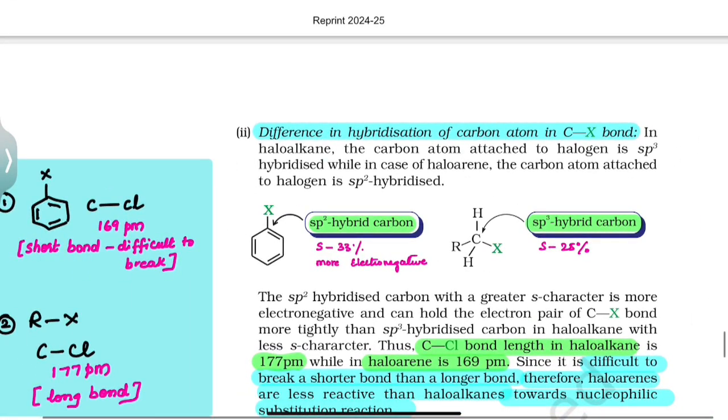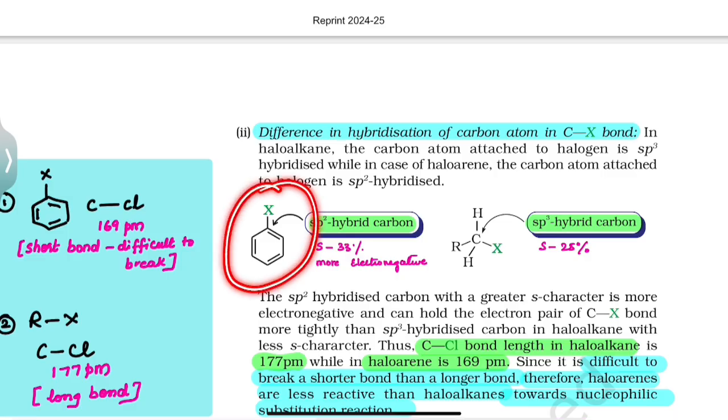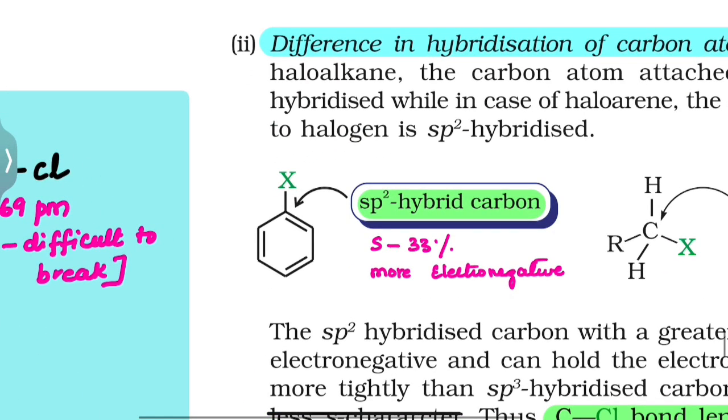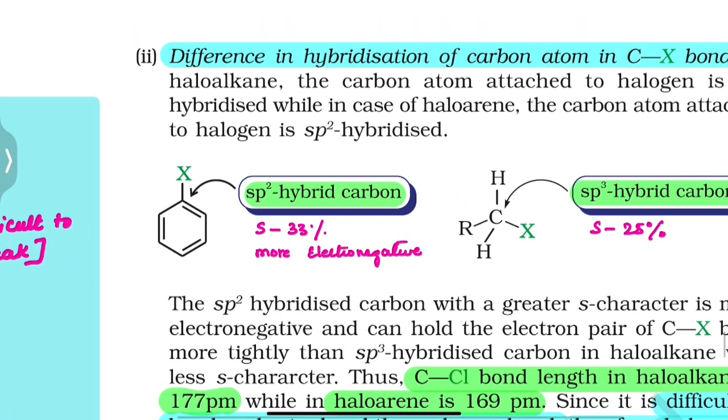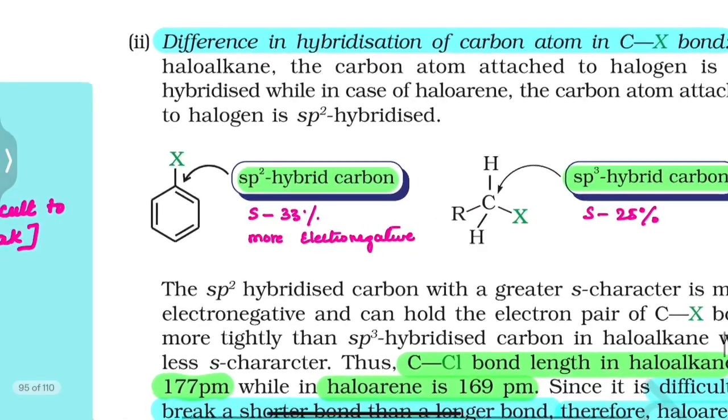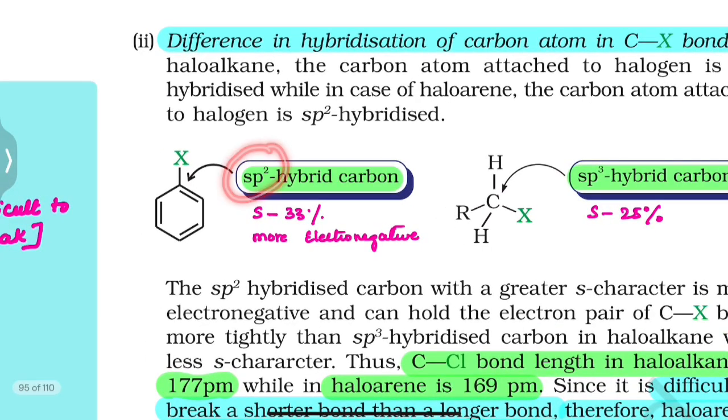Second is the difference in hybridization of the carbon atom in the C-X bond. Here you can see this is a haloarene and this is a haloalkane. In the haloarene, halogen is attached to an sp2 hybridized carbon atom, whereas in the haloalkane, halogen is attached to an sp3 hybridized carbon. Since it is sp2, the s character is 33%, whereas here the s character is 25%.